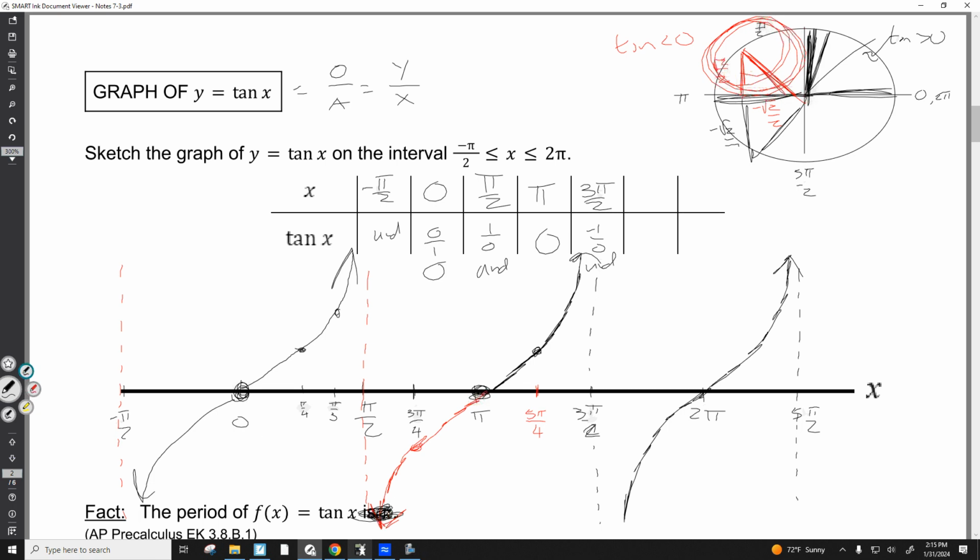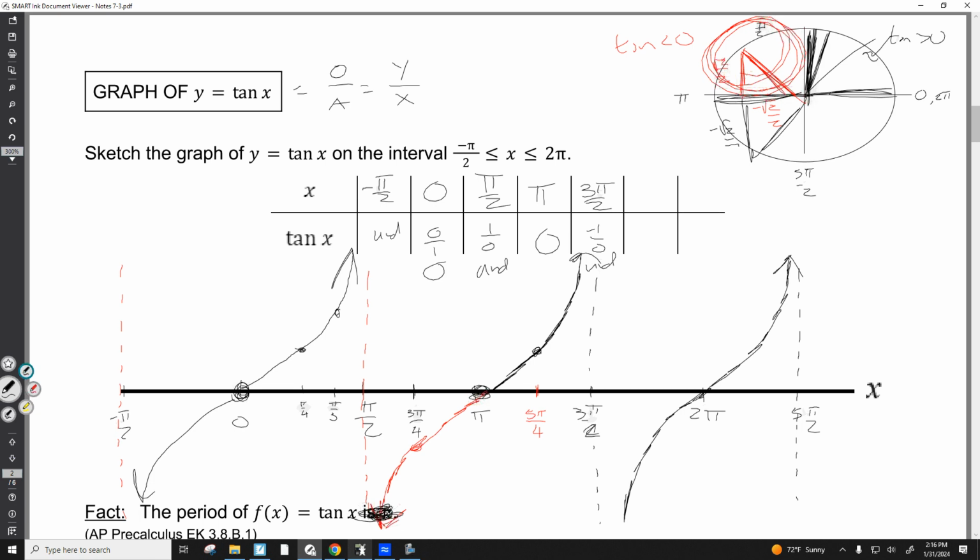How long does it take to repeat your graph of tangent? Pi. This is very important. This is the one thing that is different between tangent and sine and cosine. The graph repeats, that's the same. It takes the entire circle for the graph of sine to start repeating. It takes the entire circle for the graph of cosine to repeat because, and here's the big reason why, you have two adjacent quadrants with the same values.